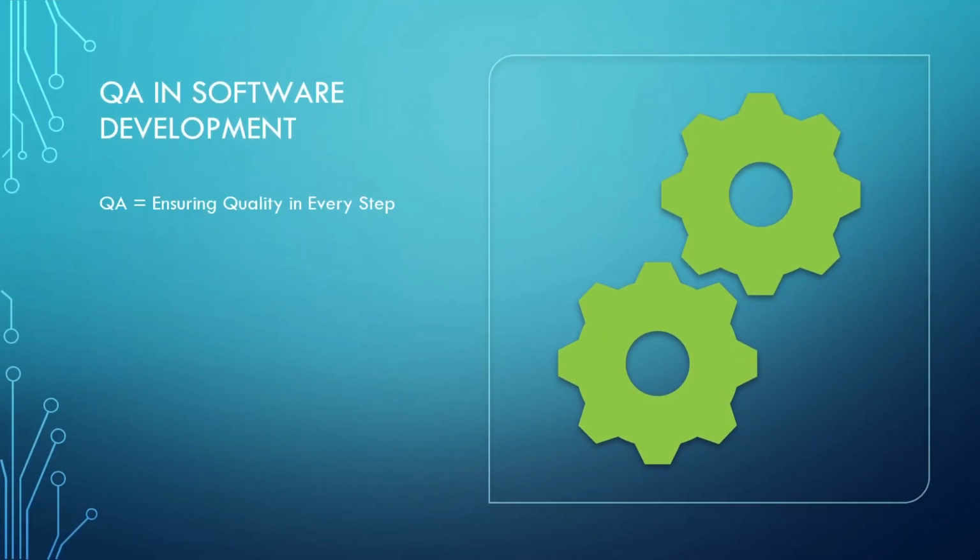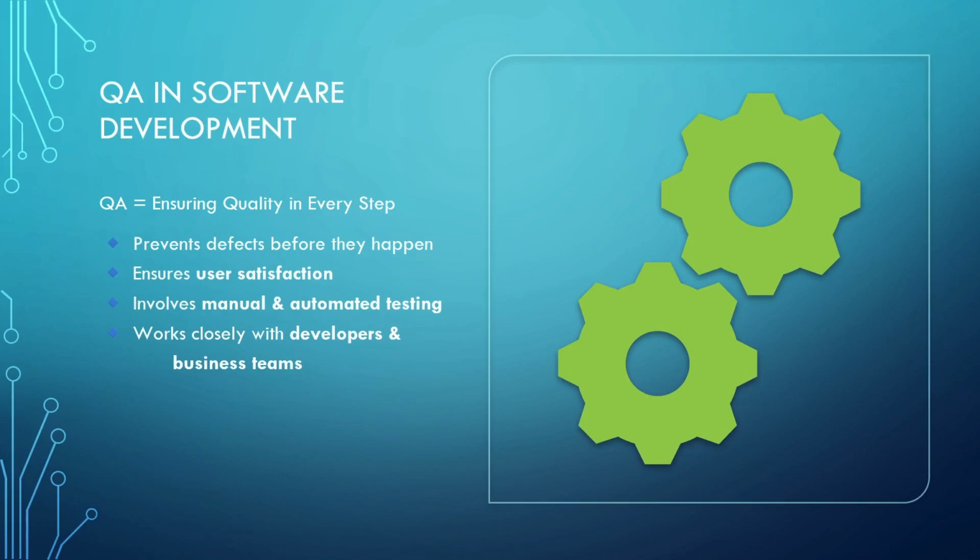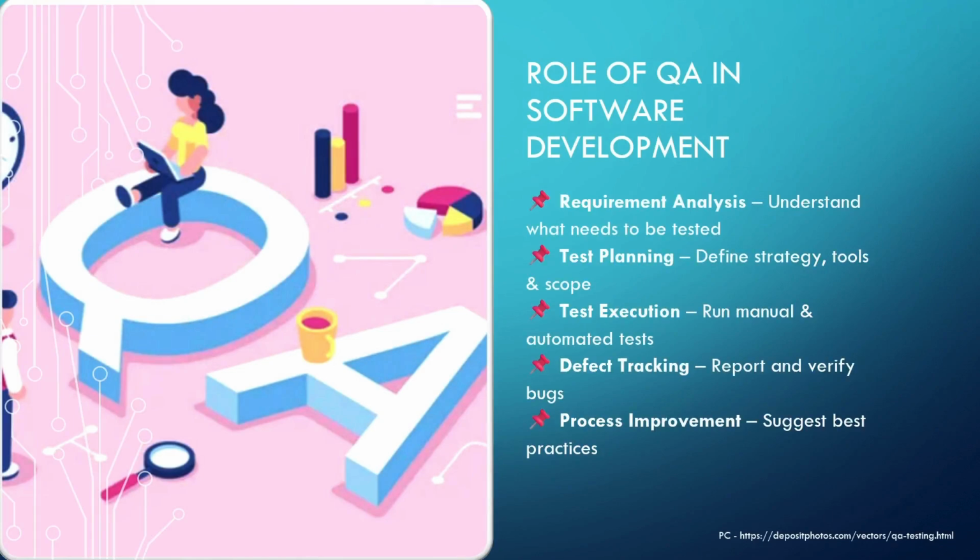Now, let's see what a QA is in software development. QA isn't just about identifying and analyzing bugs, it's about preventing them. A QA ensures software is built right the first time, improving its reliability and user experience. QA understands the user requirements and coordinates with the developers and business analysts to ensure the customer gets an error-free product. Now, the next question comes, what is the role of a QA in software development?